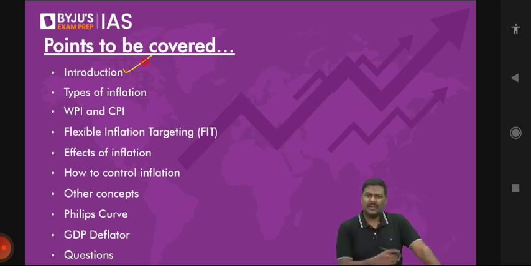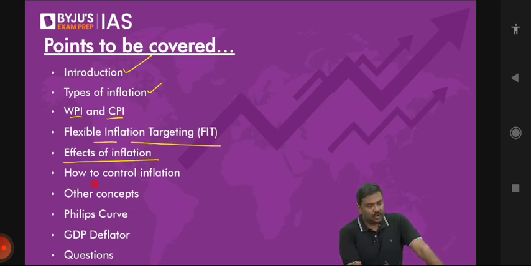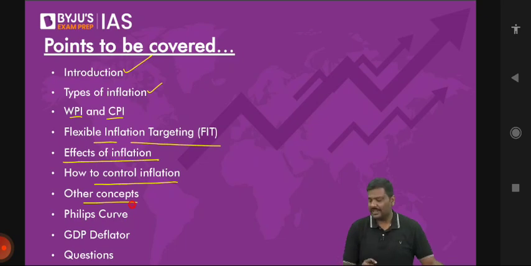Now, what are the points I'll be covering under the chapter? We'll start with the definition of inflation again. What are the types of inflation? The WPI as well as CPI. Flexible inflation targeting, FIT. Effects of inflation. How do you control inflation? What are the other concepts related to inflation? For example, some of you might have come across the term stagflation. We'll discuss that today. You must have come across the terms headline inflation, core inflation, etc. We'll understand all of it.